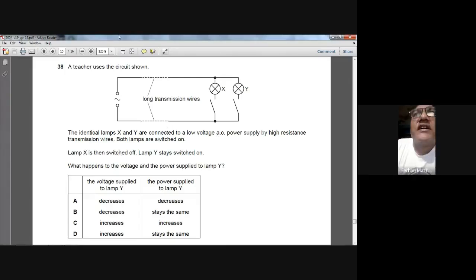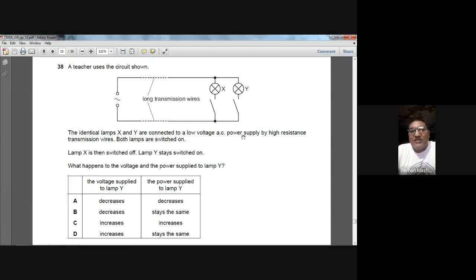But now, you know, the current coming from the main supply will change also a little bit. But because the voltage has increased, we might say that the power has also increased. Because the current will decrease a little bit, but because the voltage has increased, the power is voltage multiplied by current. The current will decrease a little bit. But due to the voltage increase, we can say the power will also increase. So C is the choice for question number 38. C is the choice of a very, very tricky question.